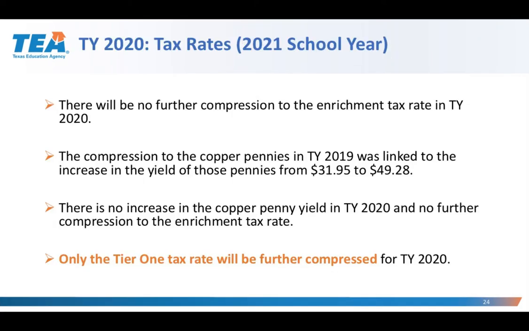So the first point is there's not going to be any further compression to the enrichment tax rate in tax year 2020. The compression of the copper pennies which occurred in tax year 2019 was linked to the increase in the yield of those pennies, which went up from $31.95 to $49.28. So we're not increasing the copper penny yield again in 2020, and so there will be no further compression to the enrichment tax rate unless there's further increase in the yield of the copper pennies. So only the Tier 1 tax rate is going to be further compressed in tax year 2020.